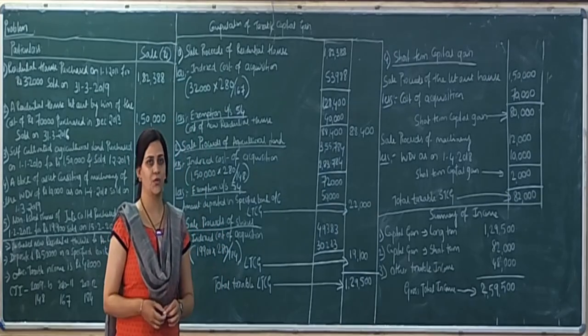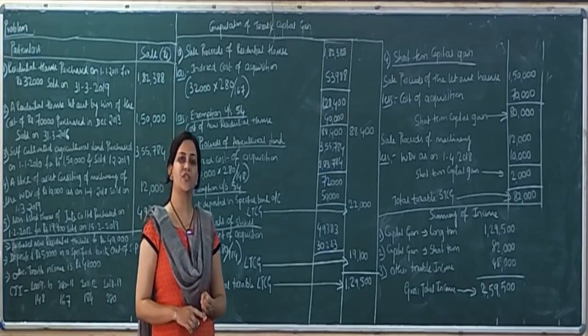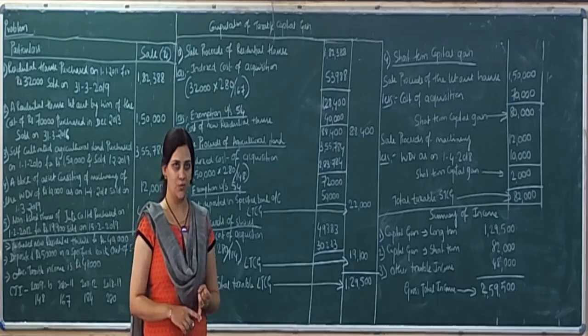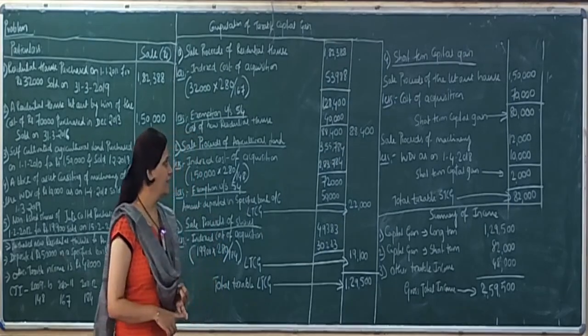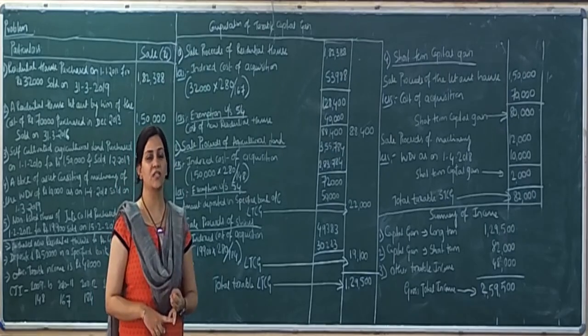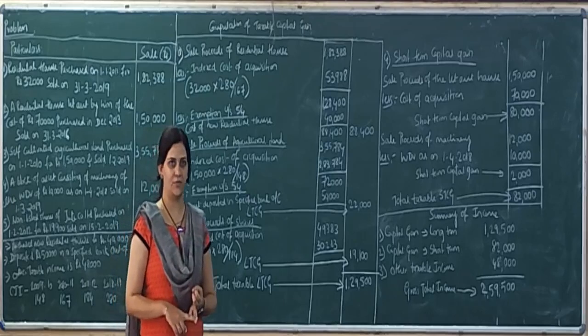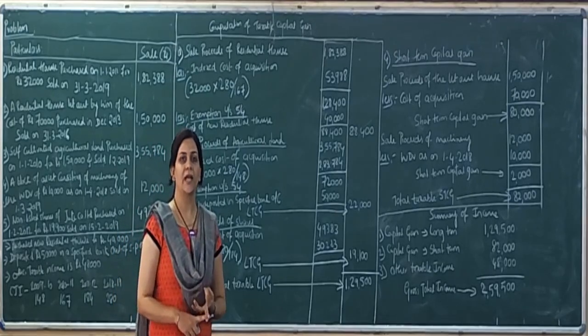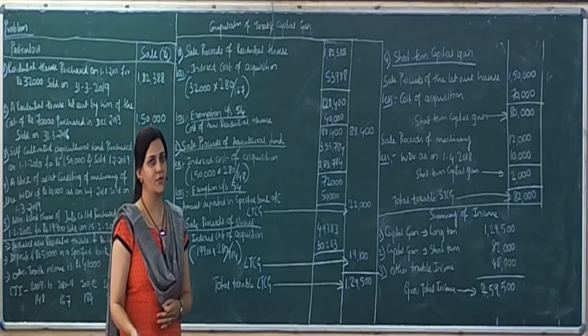So what are the entries or relaxations given for the exemption? One thing is that if you have purchased any new residential house, it will qualify for the exemption. Second thing is that if the assessee has purchased any new agricultural land, even that will qualify for the exemption.